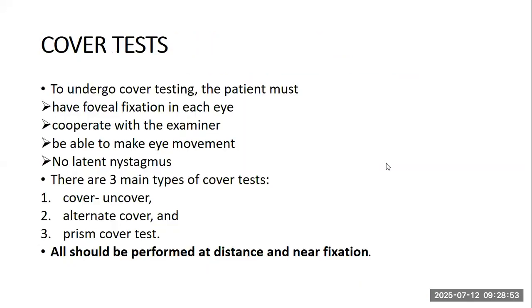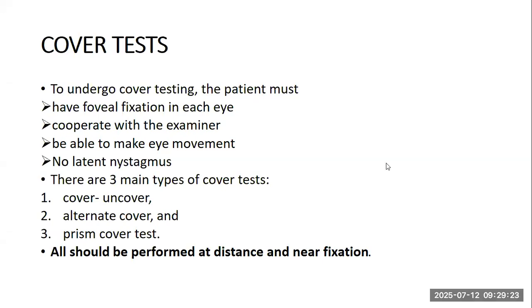Now, for the cover tests, these are very important tests done in strabismus. But for this to be done, the child needs to have bifoveal fixation. The child should be able to cooperate with the examiner. He should be able to make eye movement, and there should be no latent nystagmus, because if the child has a latent nystagmus and you occlude one eye, the nystagmus worsens and the eye is all over the place. You're unable to get a proper finding.